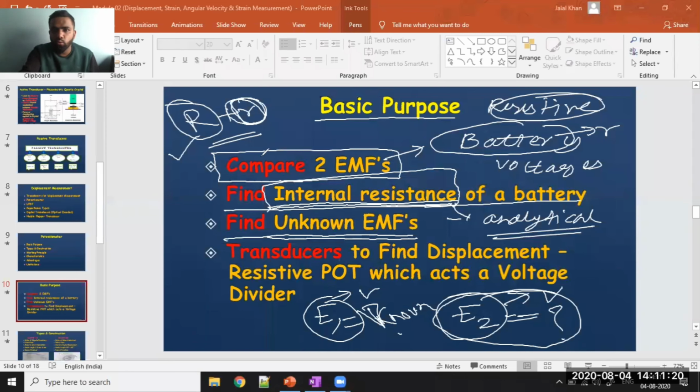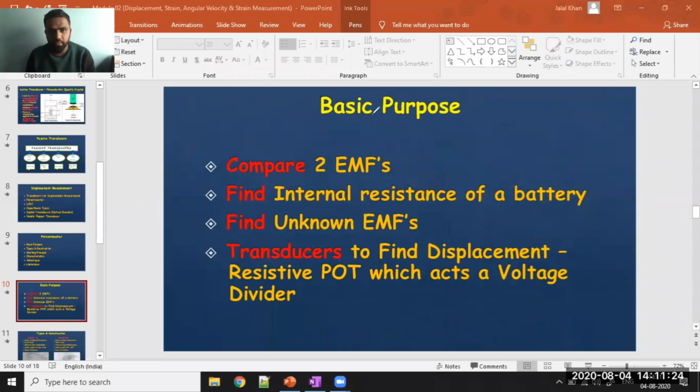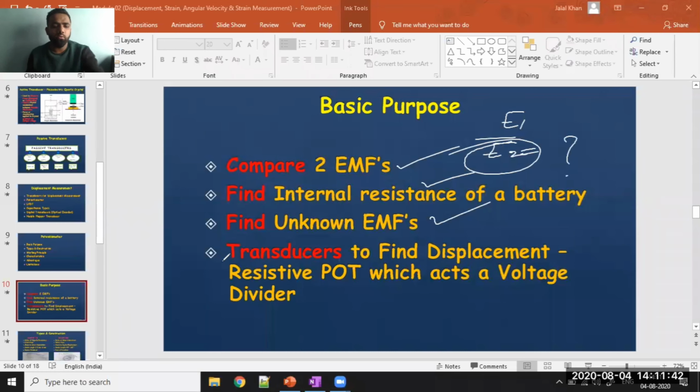So I have already told you three basic purposes of potentiometer. One of the basic purposes that I have told you is it is used to compare two EMFs. Matlab, if I want to compare E1 by E2, I can compare the battery EMFs directly. It is used to find the internal resistance of the battery. It is also used to find, suppose E2 is unknown, we can even find E2. So these are the basic things for which we can use the potentiometer.